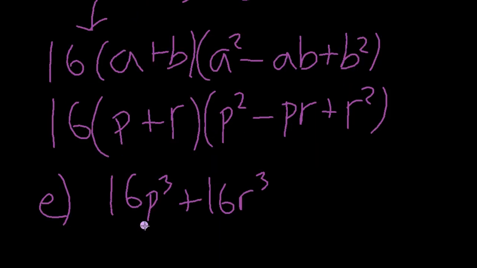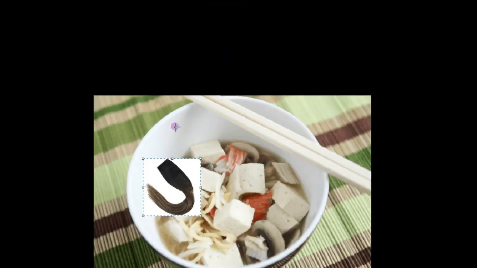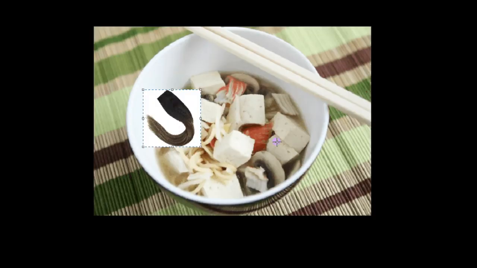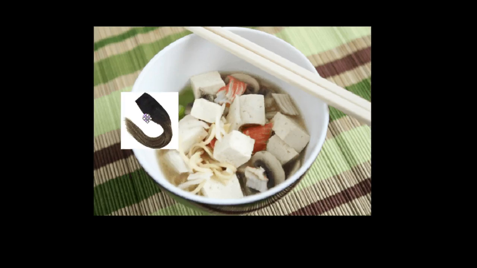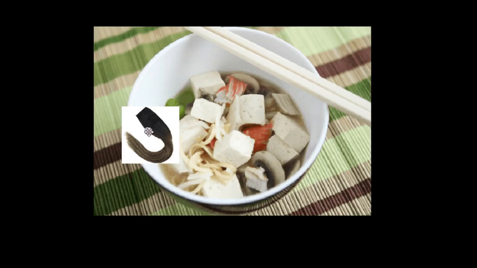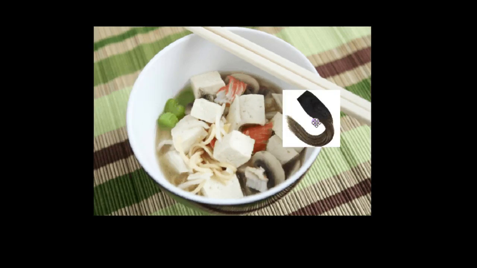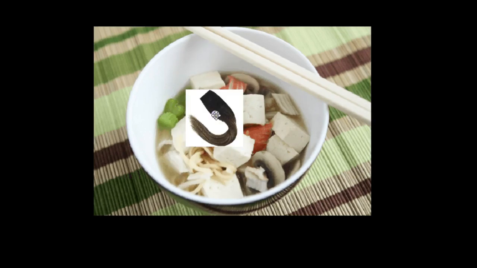So I wrote down the problem again. Problem E, 16p cubed plus 16r cubed. Now I know if I tell you guys, hey, look for that GCF before you start the problem, most of you are going to forget eventually. So I came up with a little example to hopefully help remind you to look for what's called the GCF. And it's this, tofu soup. Tofu are these little white squares here. And the GCF is like a hair in your soup. Obviously, none of us wants to have a hair in our soup, so always look for that.